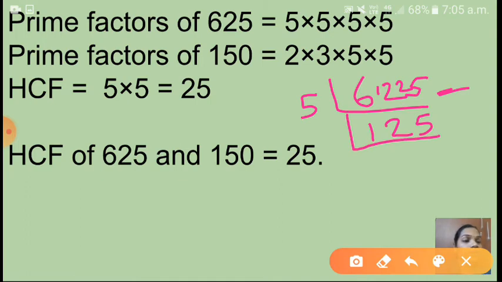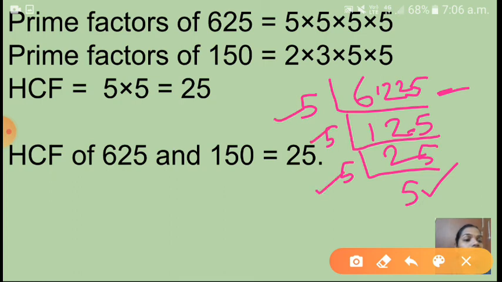Okay, again 125 will come in 5's table. So 12, how many 5s are there? Very good, 2. Remainder, very good, 2. So this 2 will go here, it will become 25. So again 5 will come. So 25 will come in which table? 5. Yes, 5 5s are 25. Here you got what? Prime number. So we will stop here. Okay children. So prime factors of 625 is what? 5 into 5 into 5 into 5. That only I have written here.